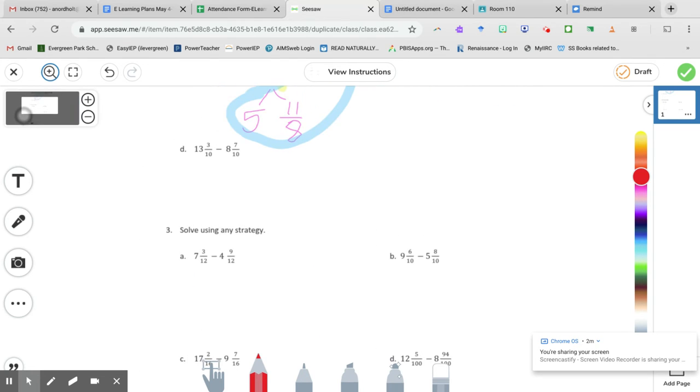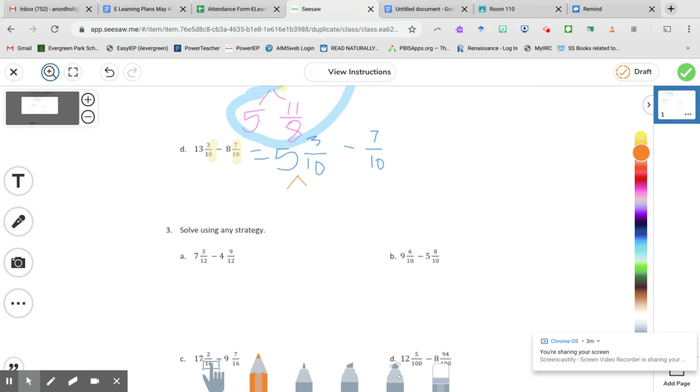Okay, let's go down to D. So again, you should notice, can't subtract those fractions. So I'm going to need to do a little bit of rearranging here. So I can subtract my whole numbers, 13 minus 8, and I get 5. And then I keep my fractions where they are. So 3/10 minus 7/10. I still have the problem of 3/10 minus 7/10. So I need to rename my 5 3/10.